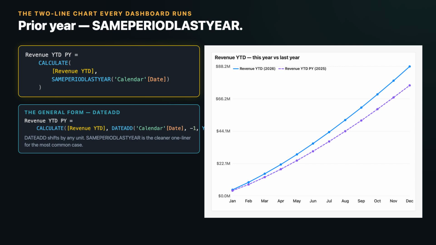A more general version uses DATEADD, which lets you shift by any interval. Same result. DATEADD is what you reach for when you need a non-yearly shift. Last quarter, last month, 2 weeks ago. SAMEPERIODLASTYEAR is the cleaner one-liner for the most common case.